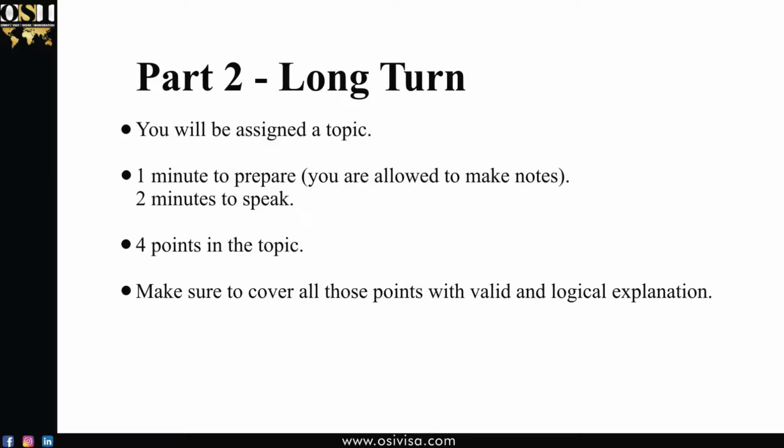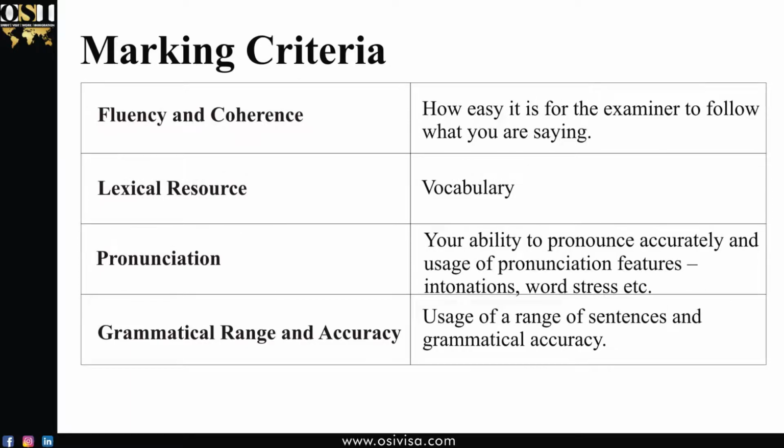Now, as you can see on the screen, these are the 4 criteria that are being judged in the speaking module of the IELTS test. The first one is fluency and coherence. Over here, coherence is similar to that of writing. It means how easy it is for the examiner to follow what you are saying, to understand what your ideas are. The next one is lexical resource, which is your vocabulary, similar to that of writing as well.